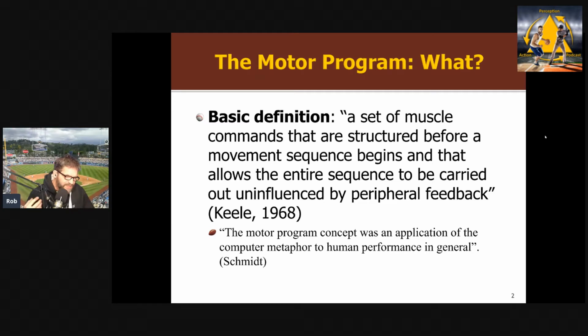And part of the issue I see in the field is that people have kind of spun out of Schmidt's very specific idea and use this very generally in a lot of ways. But the basic definition of a motor program is a set of muscle commands that are structured before a movement sequence begins, and it allows the entire sequence to be carried out uninfluenced by peripheral feedback. Okay. And as Schmidt points out, even though at the time people first started thinking about motor programs, computers weren't around, it's basically a computer analogy of motor control. It's storing a program for how to move in an internal model, and using that to produce movements.